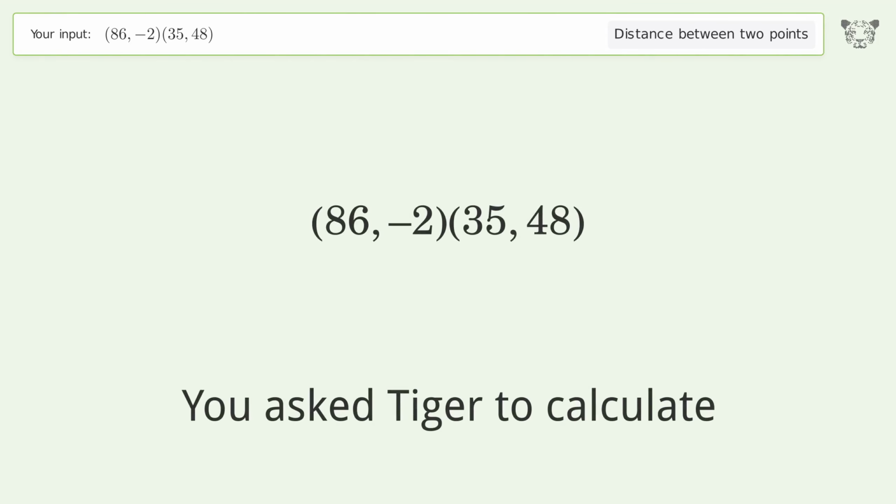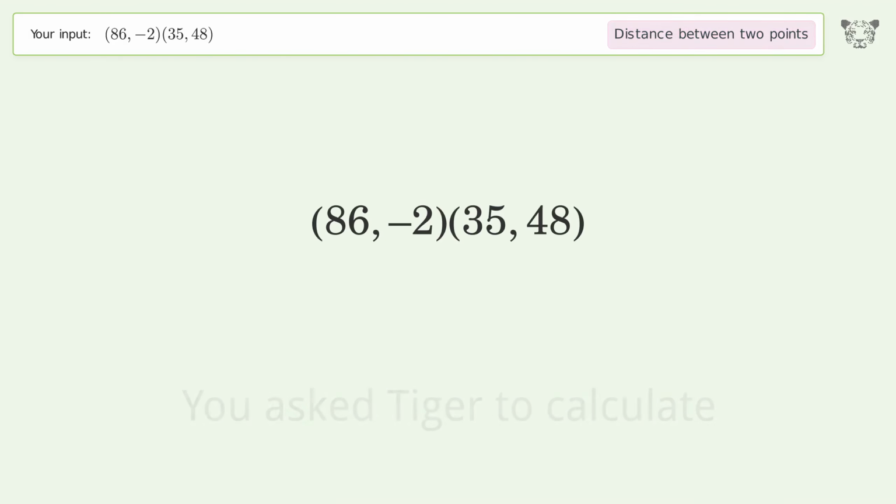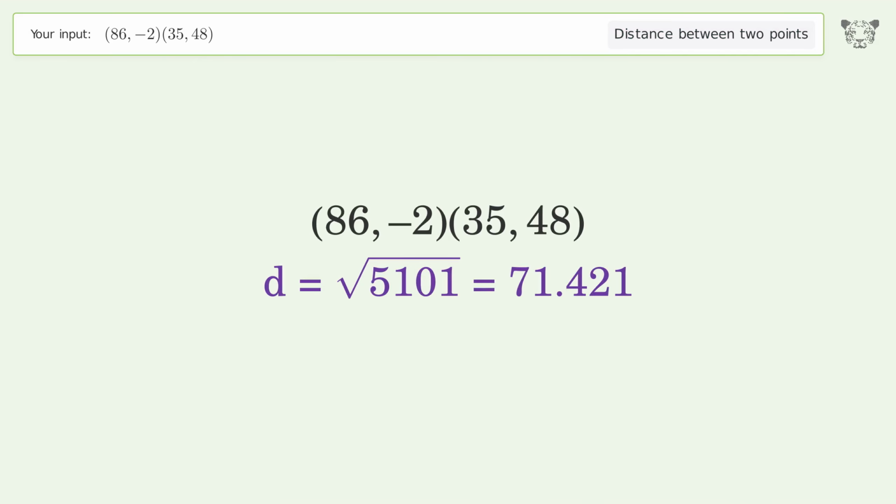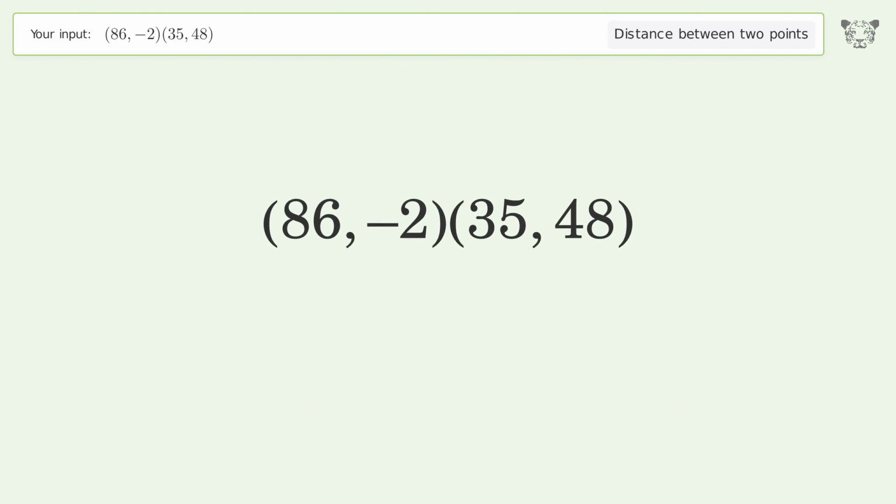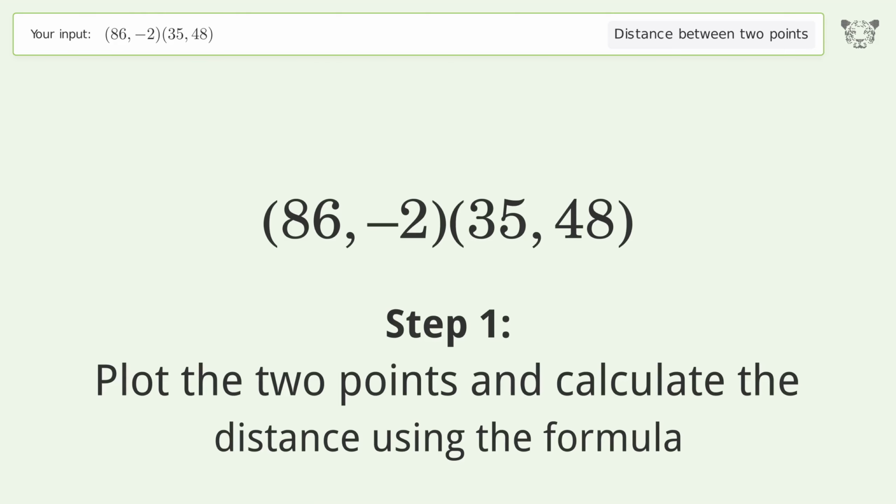You ask Tiger to calculate. This deals with the distance between 2 points. The distance between the 2 points is the square root of 5,101 or 71.421. Let's solve it step by step. Plot the 2 points and calculate the distance using the formula.